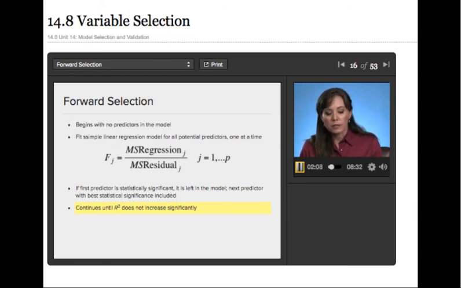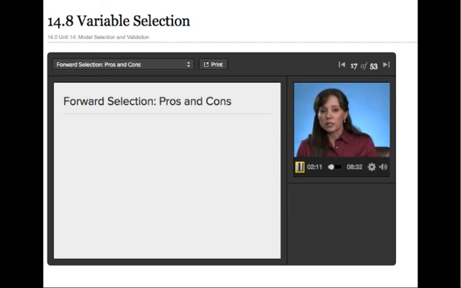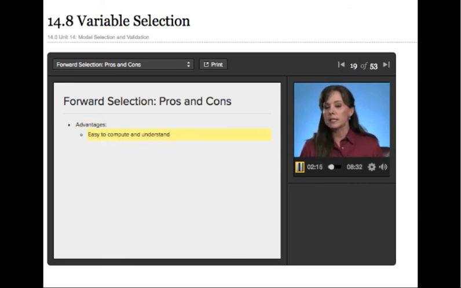Before backward elimination, let me talk about advantages and disadvantages of forward selection. Forward selection is very easy to compute and understand. We keep adding variables to the model until we come to a place where the increase in R² is so small that it would not be statistically significant, and then we stop. It can always be performed even if your sample size is much less than your number of predictors.